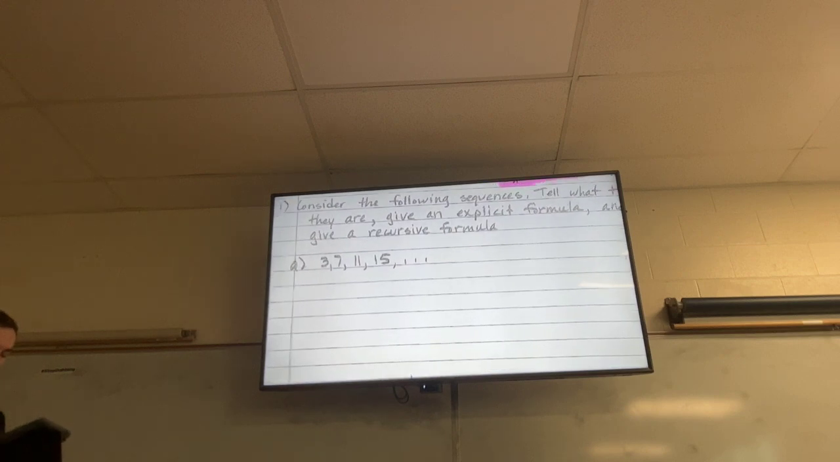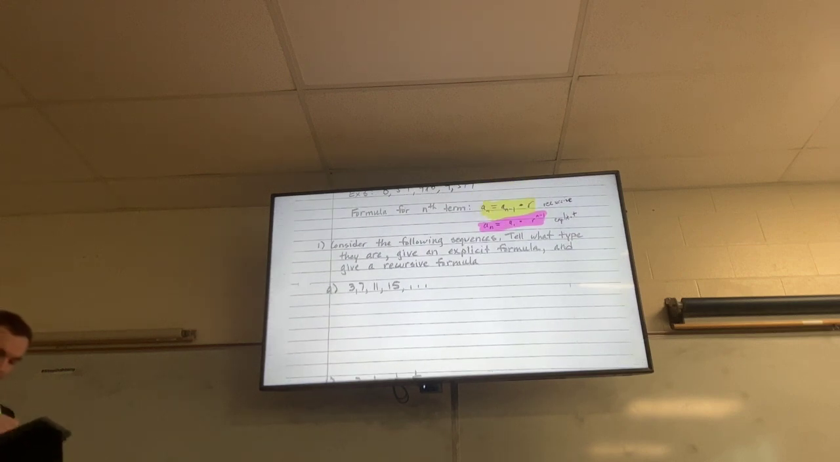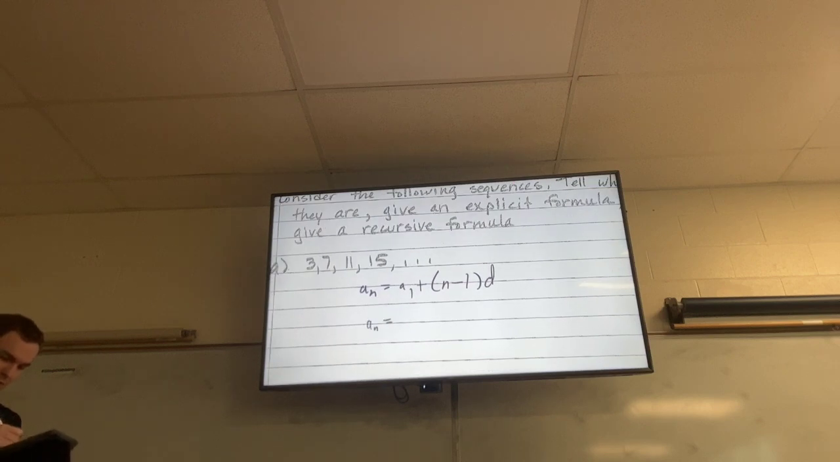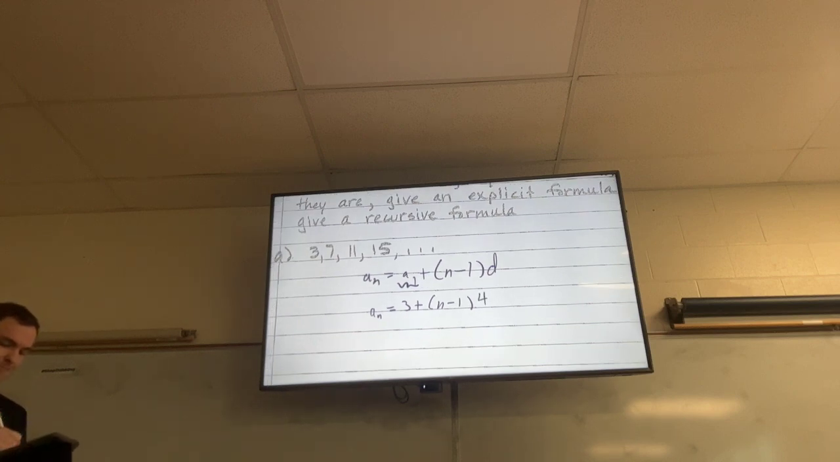Let's do an explicit formula, okay? So explicit formula is this guy right here. So this is the first term. What's my first term here? What's the first term in this sequence? 3. And then plus n minus 1. What's the common difference? There we go. That's the explicit formula. Okay. The recursive is just the previous term plus that 4.